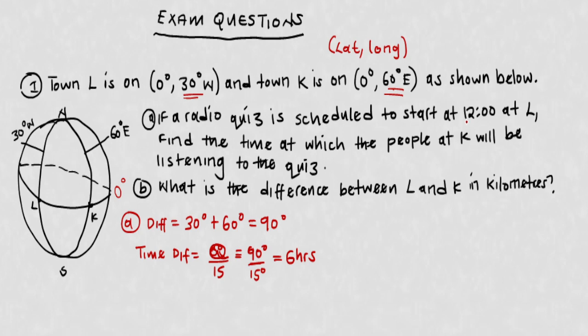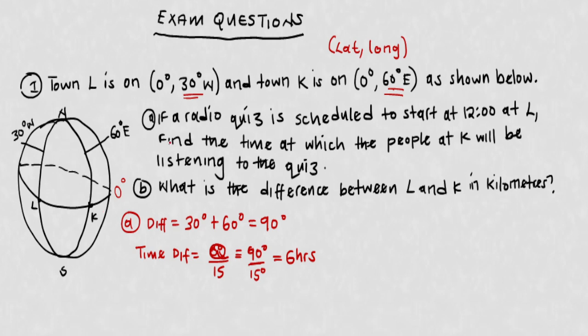If we are moving from west to east, there's an increase in time. So you follow your compass, moving from west. L is on the west side, then going to K on the east side. So there will be an increase in time. So we're going to add the 6 hours to 12.